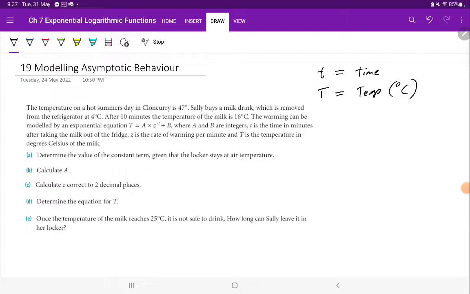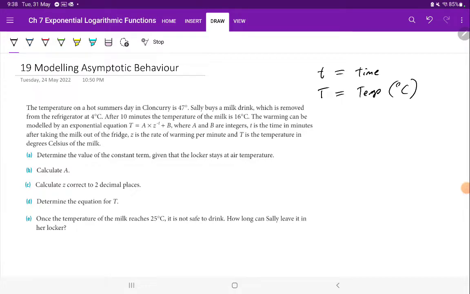t is the time in minutes after taking the milk out of the fridge. Z is the rate of warming per minute. And T, capital T, is the temperature in degrees Celsius of the milk. Determine the value of the constant term, given that the milk stays at air temperature.